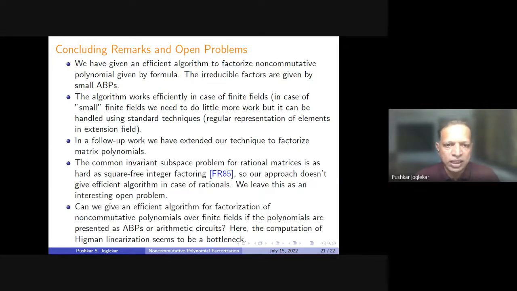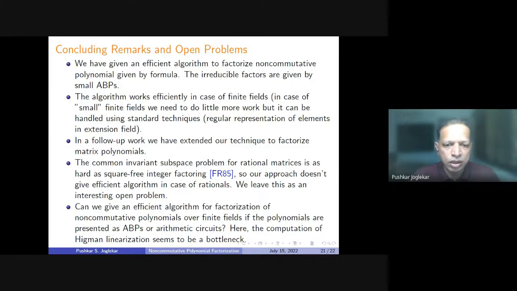Now, the common invariant subspace problem, which we have seen over rationals, it turns out that the problem is as hard as factorization of square-free integers due to a result of Friedl and Rónyai. So clearly, our approach doesn't give an efficient algorithm in case of rationals, and we would need some new non-trivial idea. And we leave this as an interesting open problem.